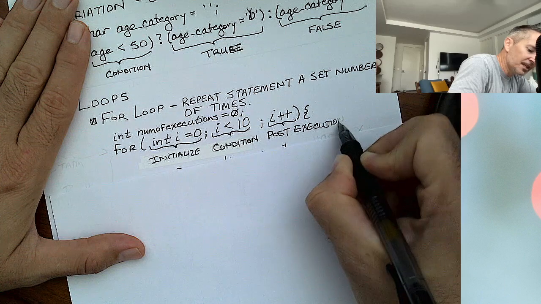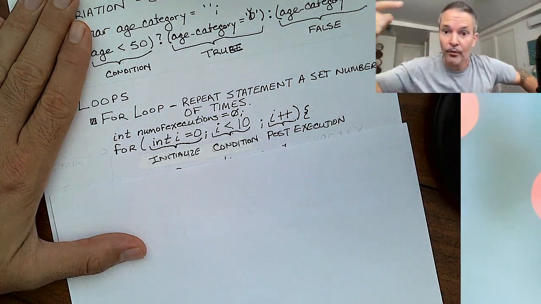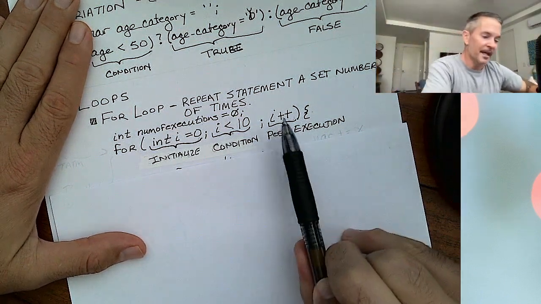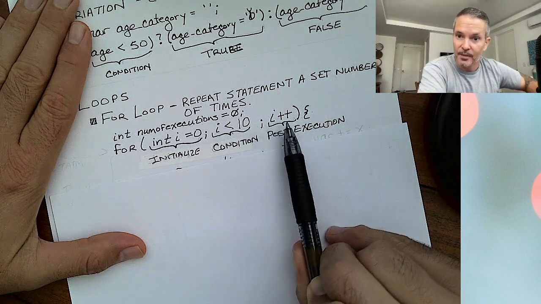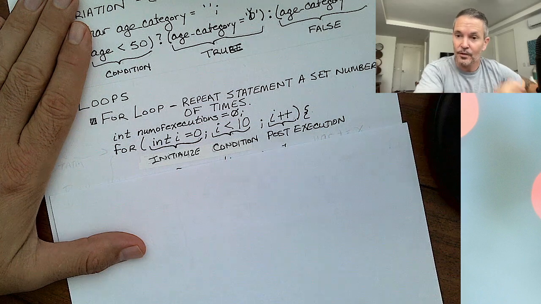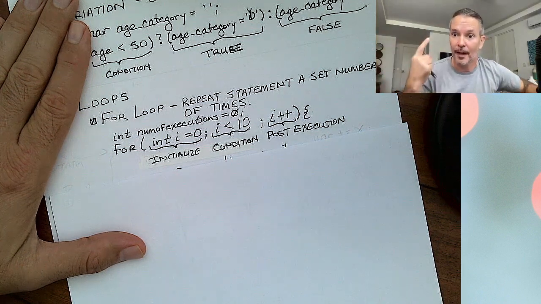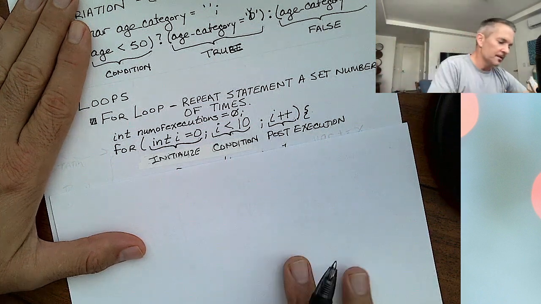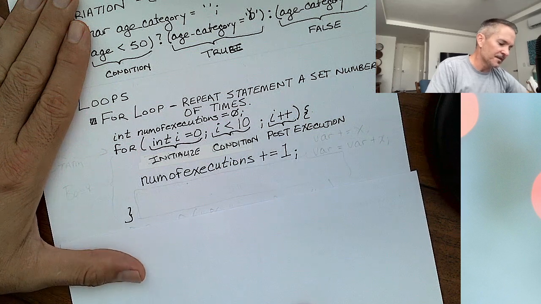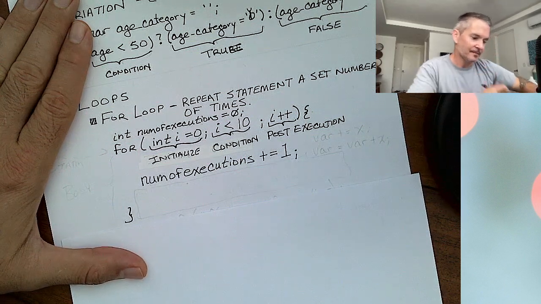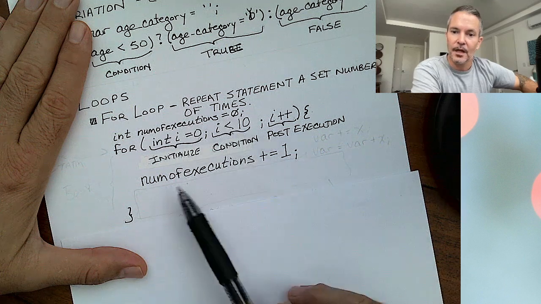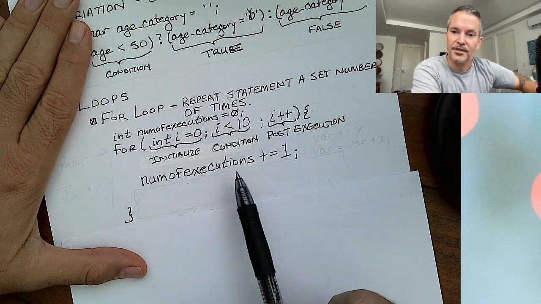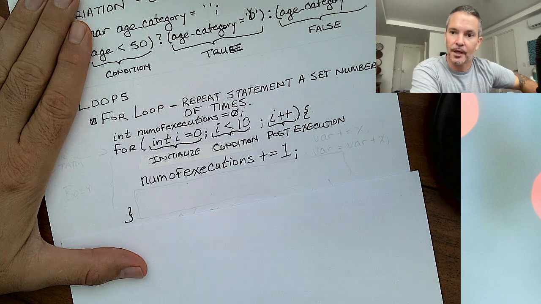So after each round through the loop, we execute this statement. Here, this statement is I++. It is a statement that will increment the value of I by 1. All right, so look at how I've defined the rest of my body here. I've said each time I go through this loop, I'm going to say number of exceptions plus equals 1.